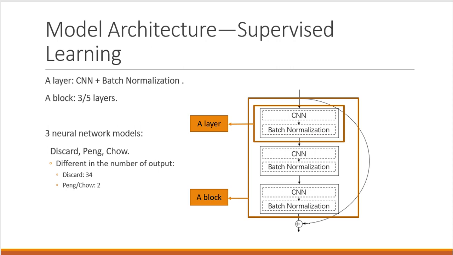We developed 3 models for discard, pong, and chow operations, respectively. They share the same architecture. The only difference is the output. For the discard model, there are 34 outputs, representing the discard probability of each card, while for the pong and chow models, there are only 2 outputs, indicating whether to do the operation.